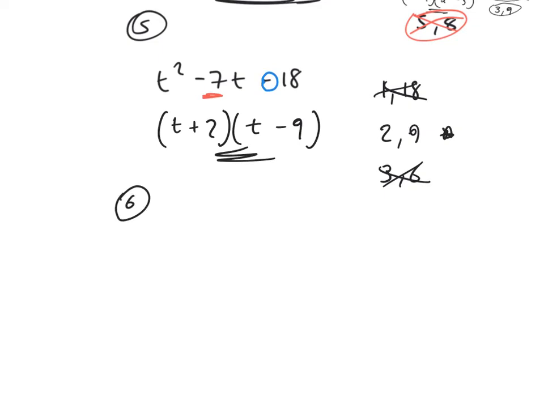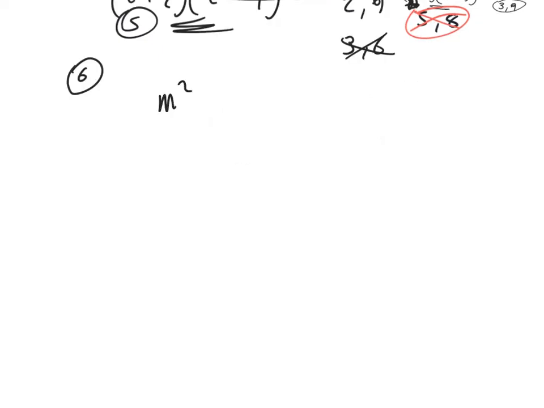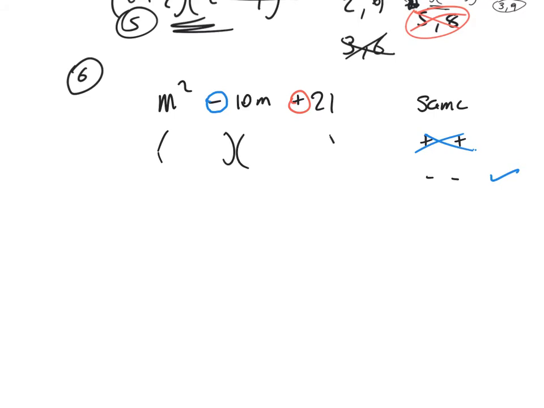Example 6. m squared minus 10m plus 21. Okay, the product is positive. The result of multiplying is positive. Now that comes from the signs being the same. So that could either be 2 pluses or 2 minuses. However, the two numbers need to add together to give minus 10. So it wouldn't be 2 pluses, it would need to be 2 minuses.